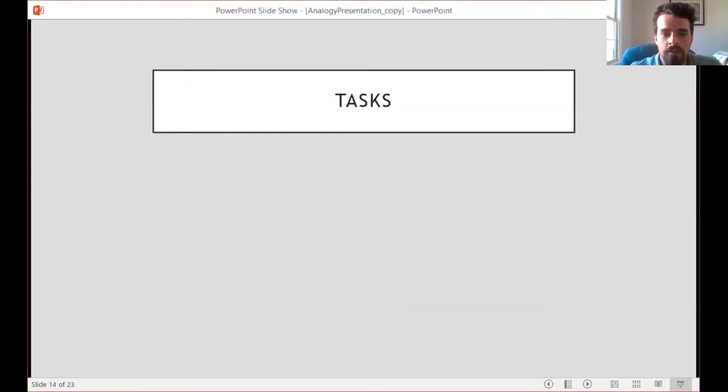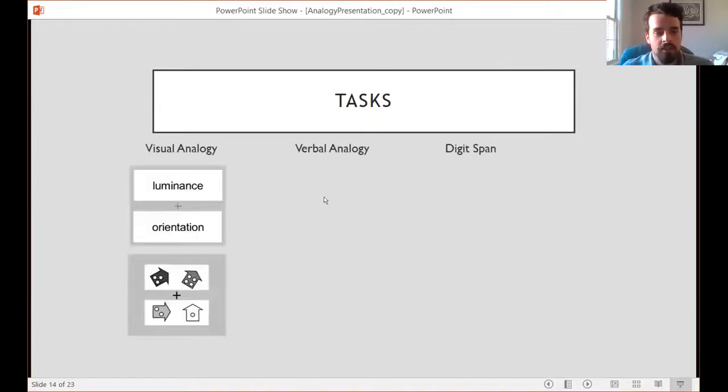All right, so just to cover the tasks, I'm going to talk about a little bit more tasks than just the verbal analogy task because we did more in the study and I think it's relevant. So we looked at visual analogy, verbal analogy, and the digit span. The visual analogy task was developed by Swice and Morrison. It's kind of similar to a Raven's task, but built down to a stimuli by stimuli level.